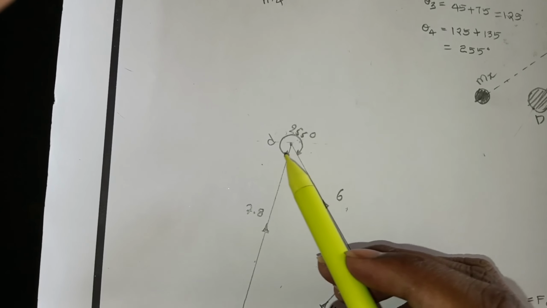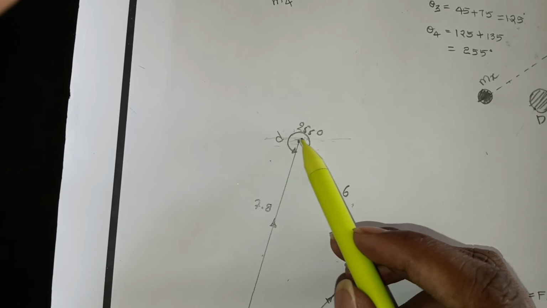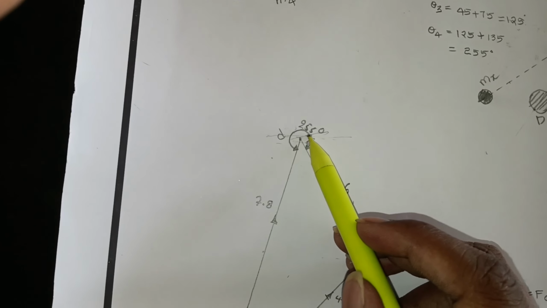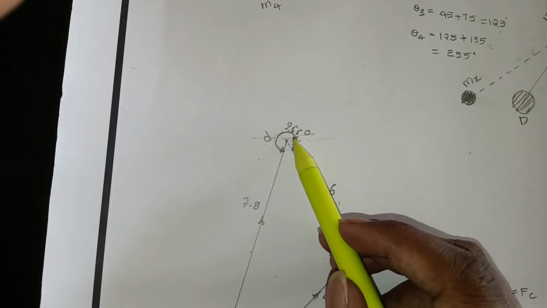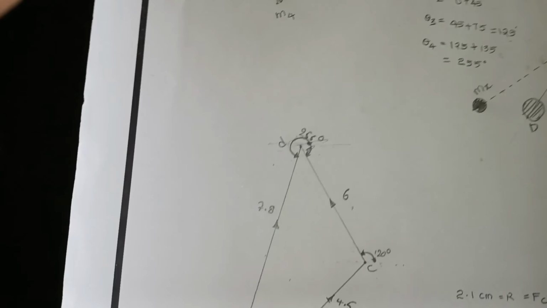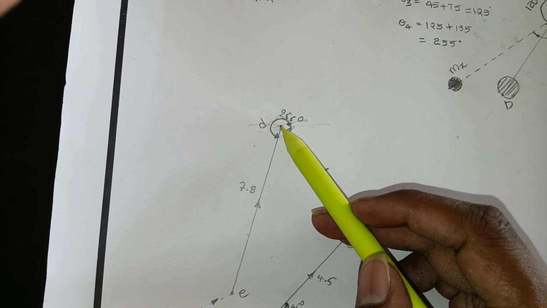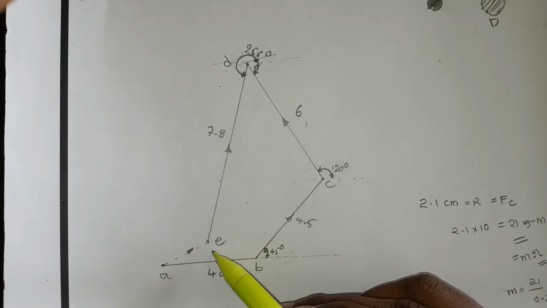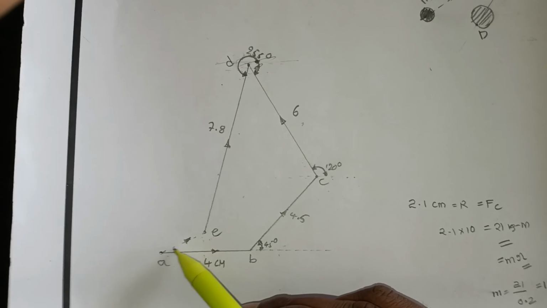Now from this point again you have to draw the horizontal line. From this point only, take 255 degrees. From this point you have to extend the line with 7.8, then mark the point as E. At the end you have to join these 2 points, then you can measure the angle here.